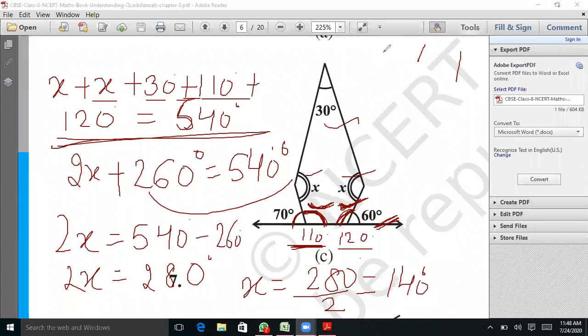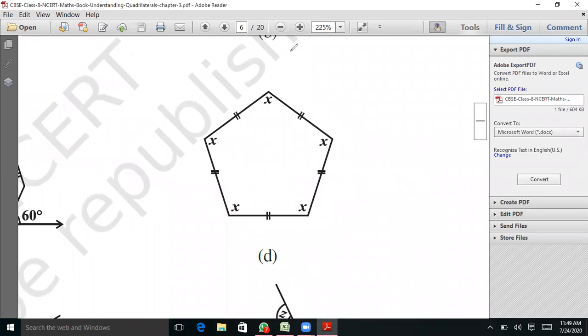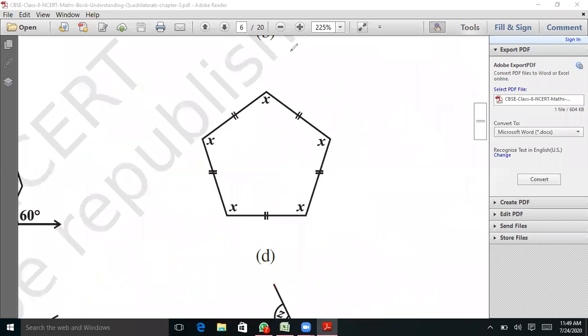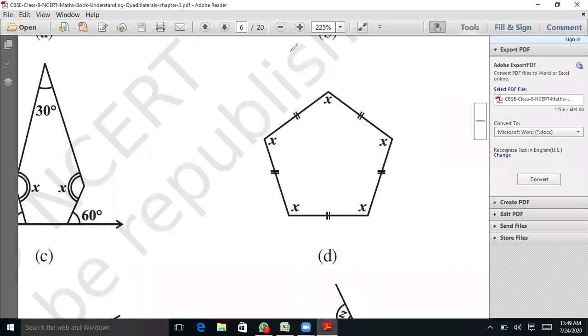So now let's move to the next part. D part, what is given here? Here we have given a pentagon again, with 1, 2, 3, 4, 5 sides. But all of the sides and angles are equal.